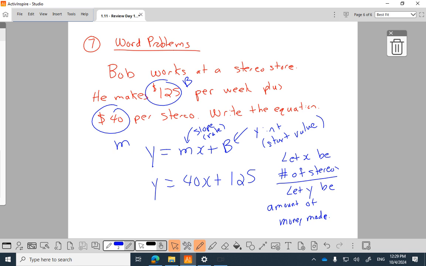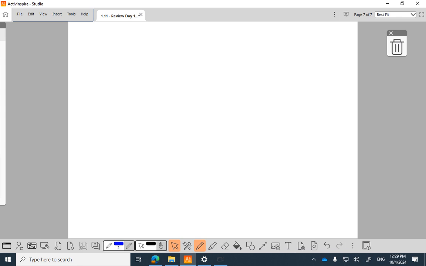Good. Okay, 8 of 10. Number 8: rearranging equations. I'm going to go straight to an example.